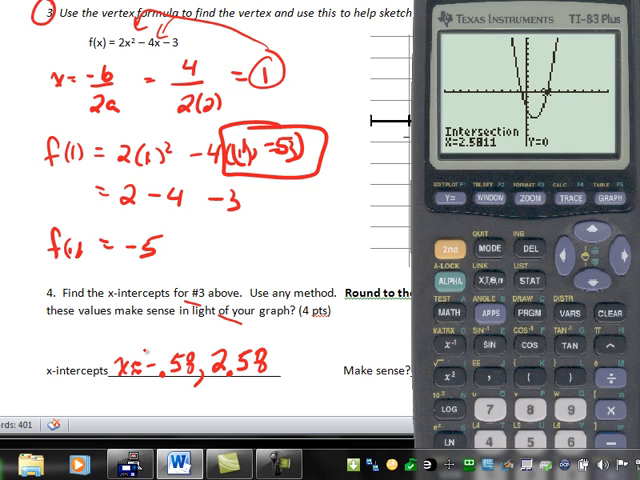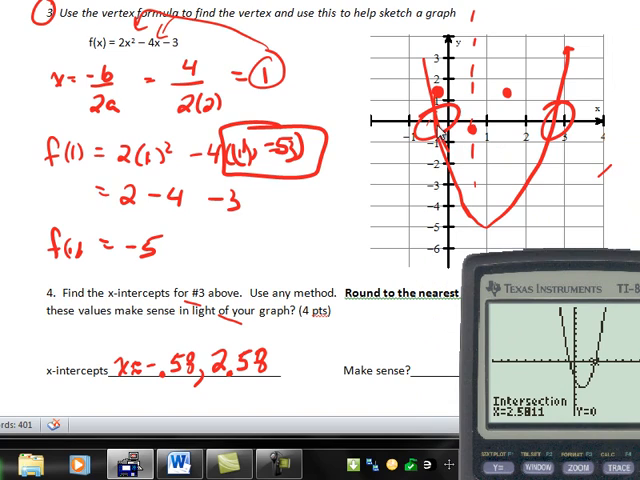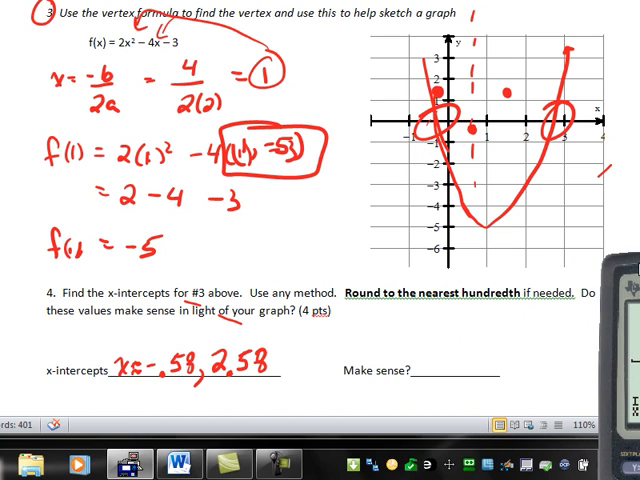And do these make sense in light of our graph? Does this look about where our graph was? Yeah, that looks reasonable. About in between negative 1 and 0, and in between 2 and 3. My graph was just a sketch, and this graph here probably wasn't as good as my first one. Okay? So this does make sense.